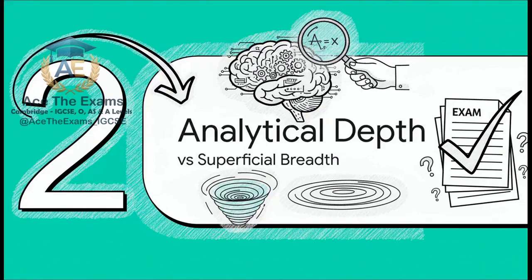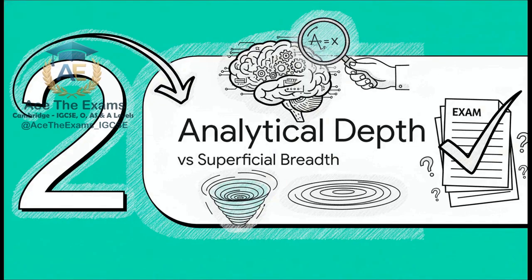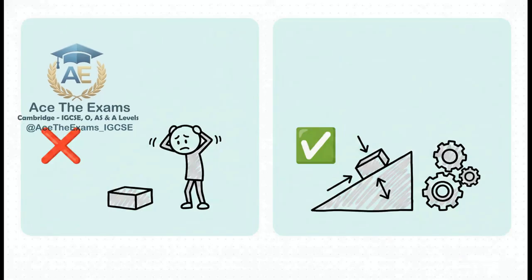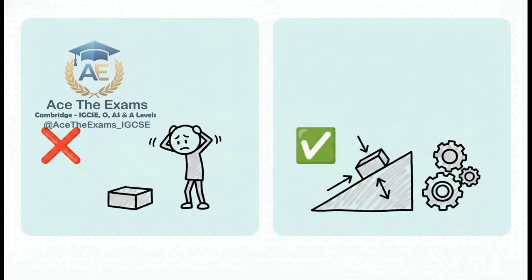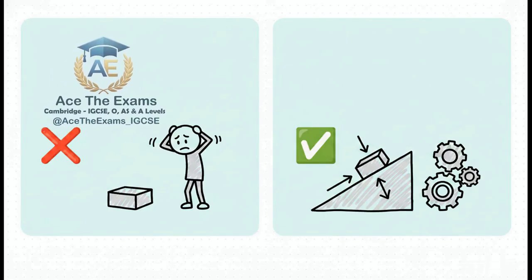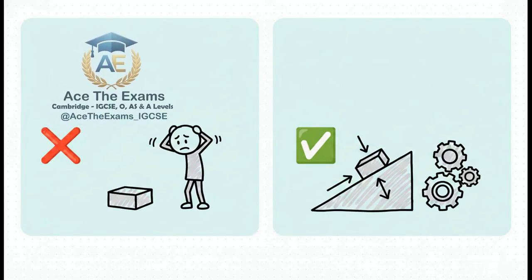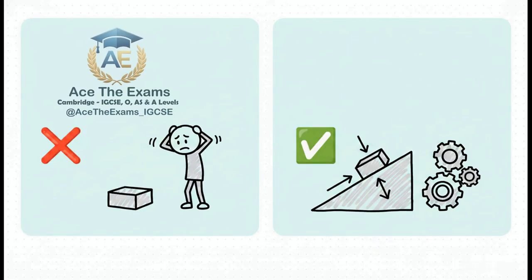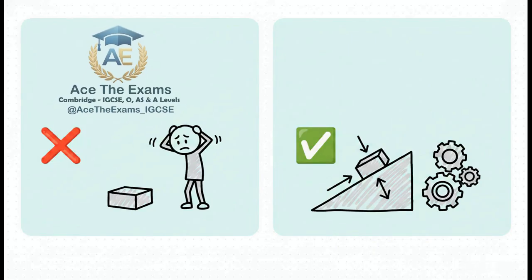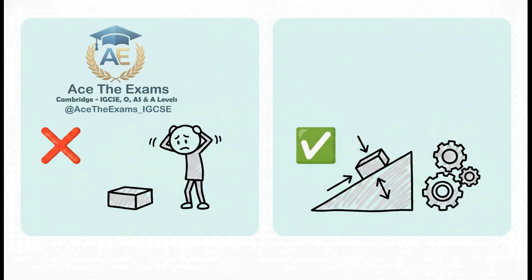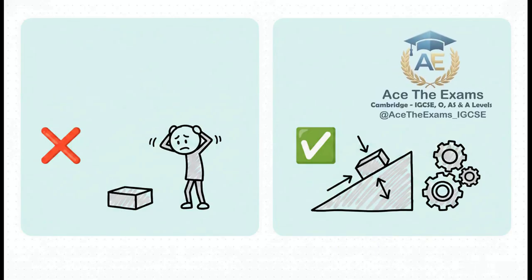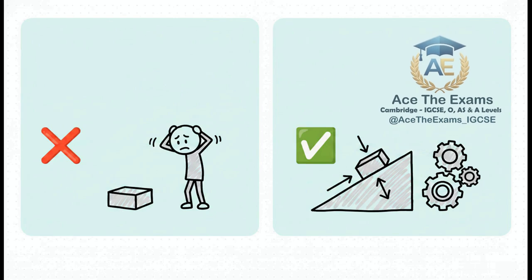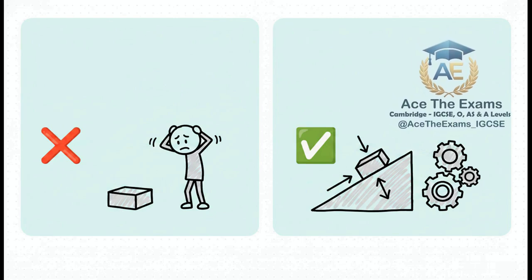Section 2. Analytical depth versus superficial breadth. So what are the examiners actually looking for when they're grading your response to a work done question? Spoiler alert, they aren't just checking your final answer. There is a massive distinction here between superficial breadth and analytical depth. Superficial breadth is basically just memorizing the formula. It's knowing W equals Fd cos theta, but completely freezing up the second a question introduces an inclined plane and a weird frictional force you haven't seen before.